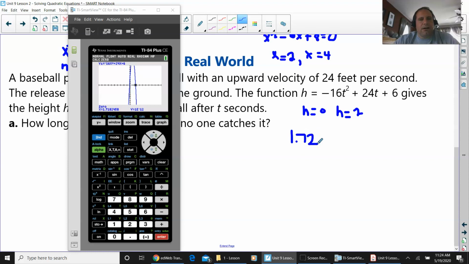Alright. 1.72 is the time if nobody catches it. 1.72 seconds. Alright, and that is it.